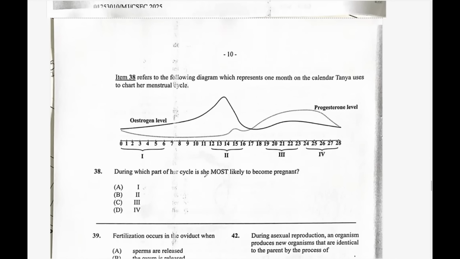Question 38 refers to the following diagram, which represents 1 month on the calendar Tanya uses to chart the menstrual cycle. During which part of her cycle is she most likely to become pregnant? The part where ovulation is happening, which is 2. The answer for question 38 is B.